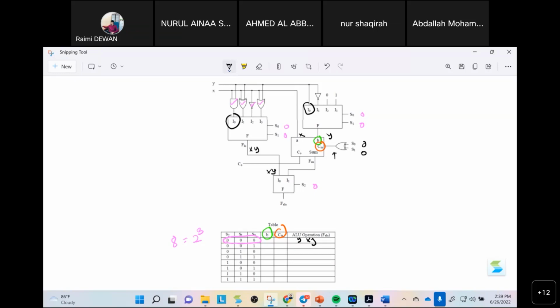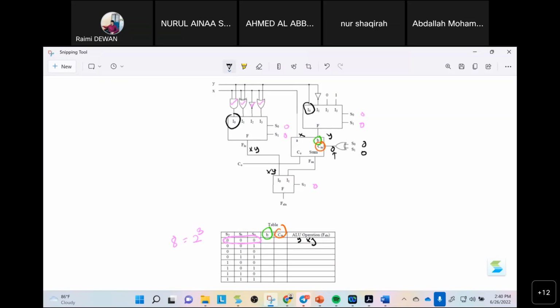Okay, for XOR, the inputs need to be different. Only then do you have output 1. If the inputs are the same, then the output will be 0. So that's why you have 0 here. So you don't have carry in.